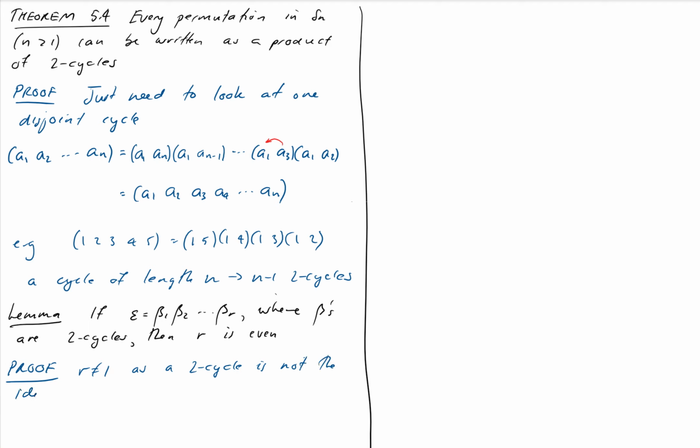Okay, a single two cycle can never be equal to that entity, so we can guarantee that R is not equal to 1. If R equals 2, we are done.